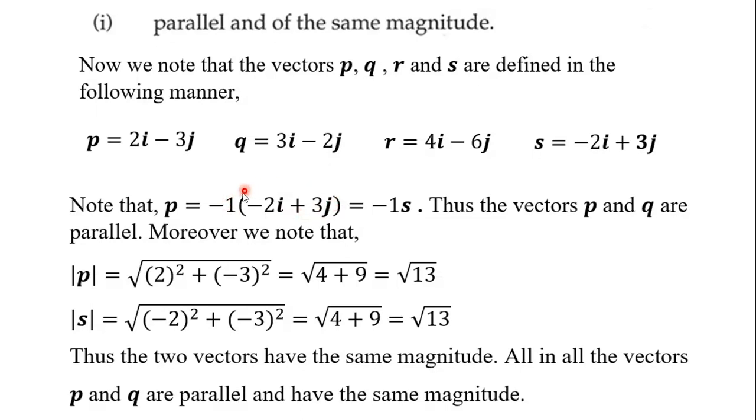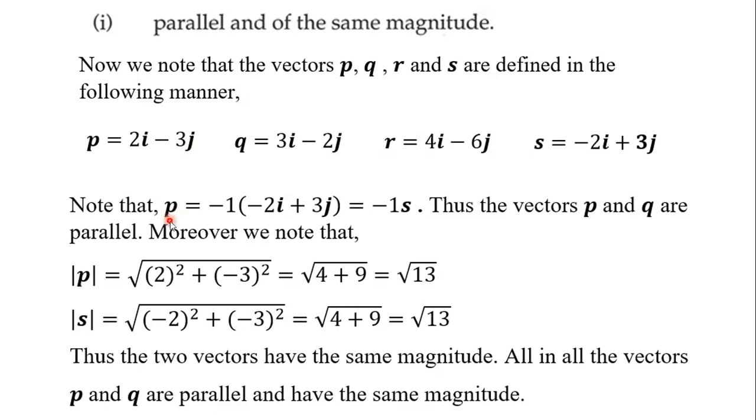You say, Isaac, what do you mean? How can we write P in this way? Notice that negative 1 multiplied by negative 2i equals 2i, because the negative and the negative becomes a positive. So we have the 2i here. What about negative 1 multiplied by positive 3j? Well, negative 1 multiplied by positive 3j is negative 3j.